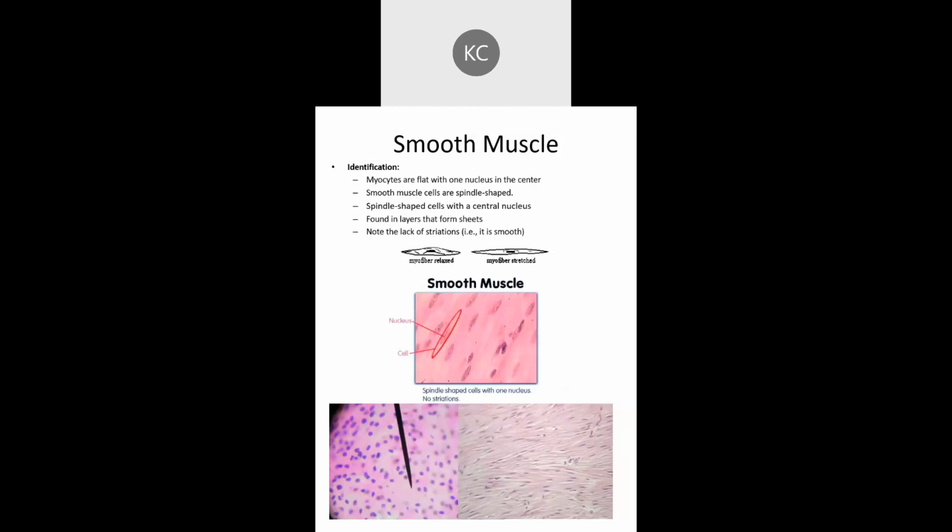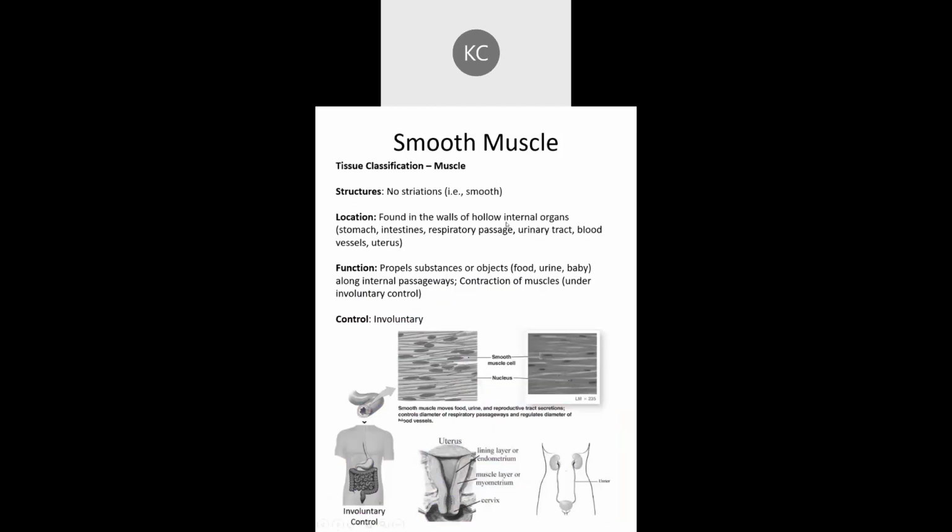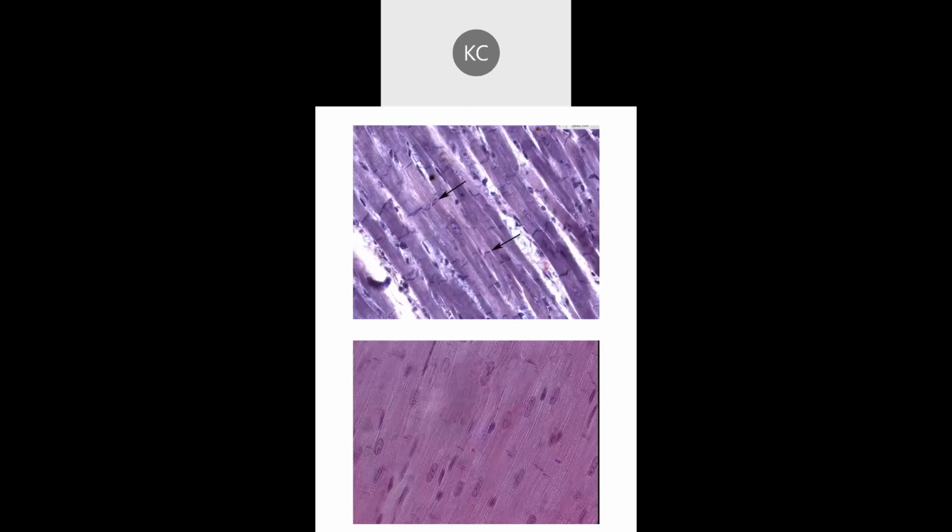All right. So you can see it here, found in the walls of hollow organs, like we just said, stomach, intestines, parts of the GI tract, parts of the urinary tract as well, blood vessels. You may also find it in the respiratory passages to control the constriction or dilation of our bronchioles. You can also find it in parts of the female reproductive tract, such as the uterus. Okay, it is non-striated, so it's smooth, and it is involuntarily controlled, as we said. So let's look at some images here, and then we'll stop this part and we'll move on to our last part. So look at these pictures, pause the video, try to answer these, and we'll move on.